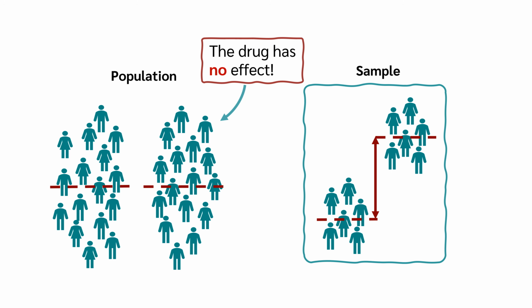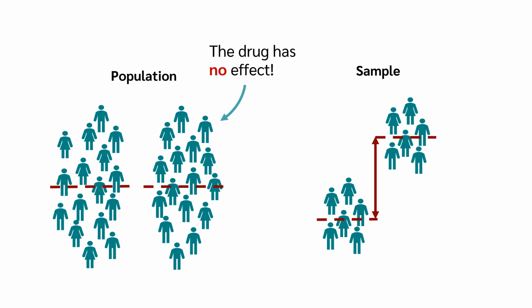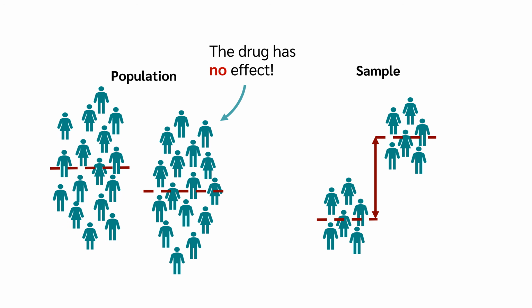So in reality, on average, there is no difference in the population. If this probability is very low, we can ask ourselves, maybe the drug has an effect in the population, and we may have enough evidence to reject the null hypothesis that the drug has no effect. And it is this probability that is called the p-value.